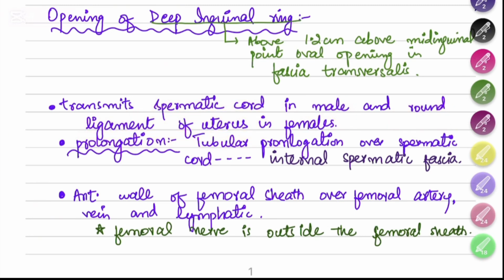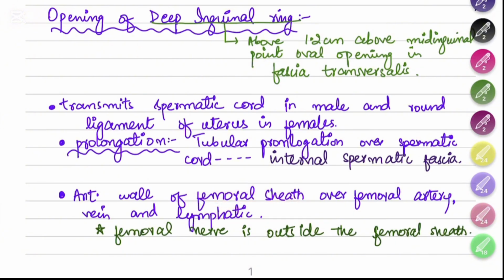It is extended over the spermatic cord as the internal spermatic fascia. For example, this is the oval opening in the transversalis fascia, and its edges elongate as the internal spermatic fascia over the spermatic cord. And how transversalis fascia forms the femoral sheath.